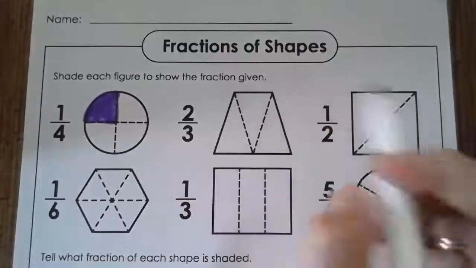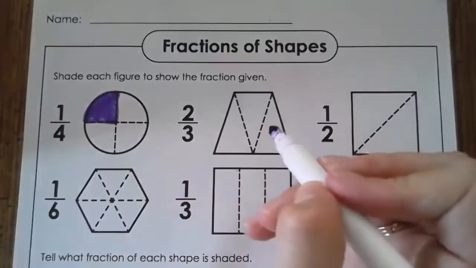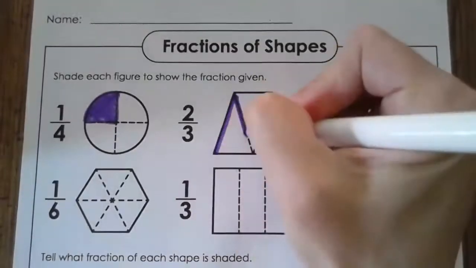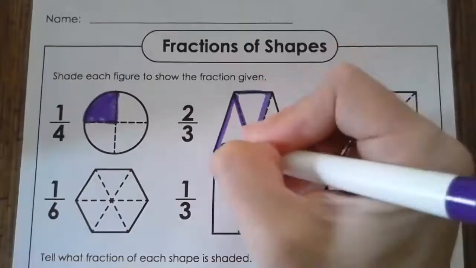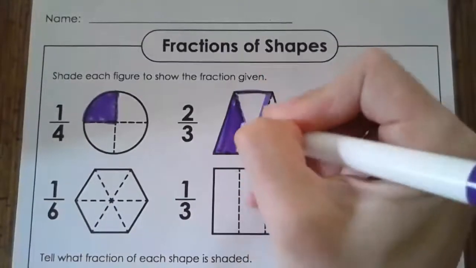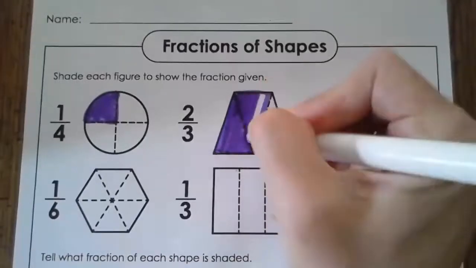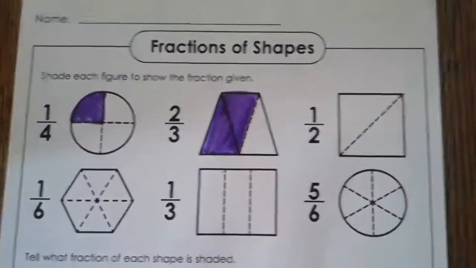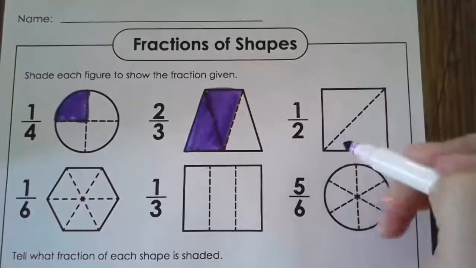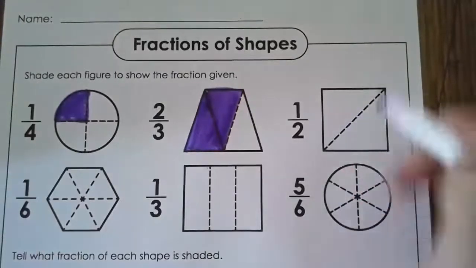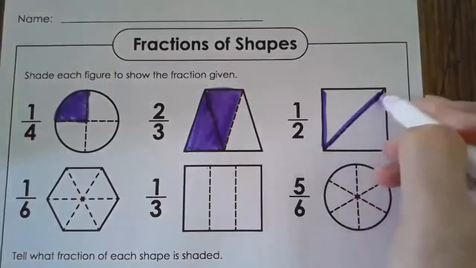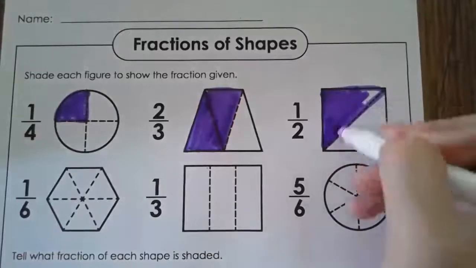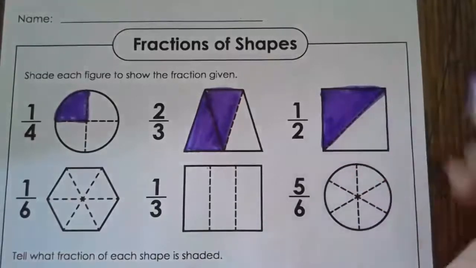In our next shape, we would like to shade 2/3 of our trapezoid. So this entire section, 2 out of the 3 are going to be shaded. 2/3 of our shape is shaded. In the next shape, our square, we're going to shade half of it. So it's shared between maybe 2 people, and half of it is being represented as shaded. So 1/2 of the square is shaded.